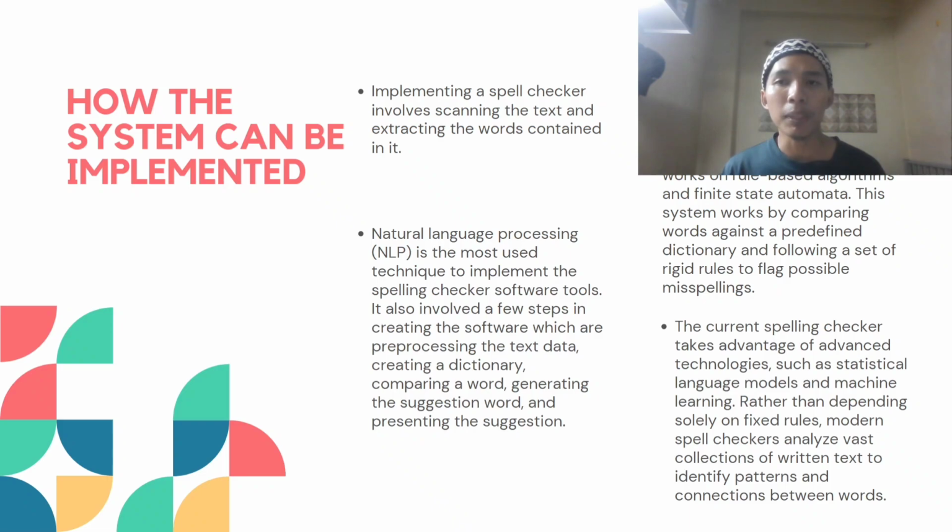There are two separate styles of spelling checker tools, each using different methods for identifying and correcting spelling errors in written text. The standard spelling checker works on a regulated, rule-based algorithm and finite state automata. This system works by comparing words against a predefined dictionary and following a set of rigid rules to flag possible misspellings. The current approach, which we are currently using, is the statistical language model and machine learning. Rather than depending on fixed rules, the spelling checker analyzes a large collection of written text to identify patterns and connections between words.